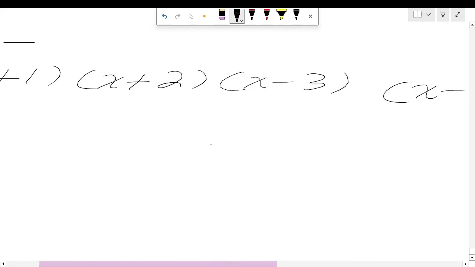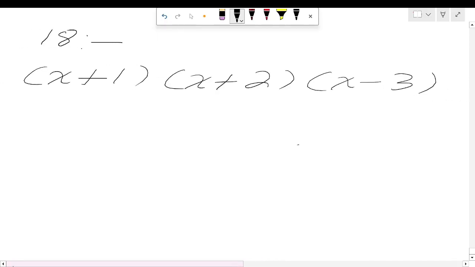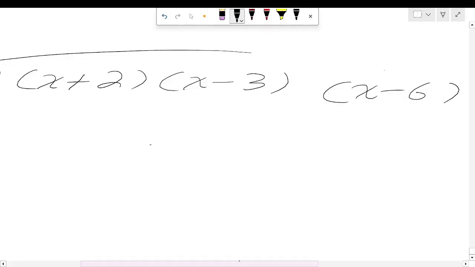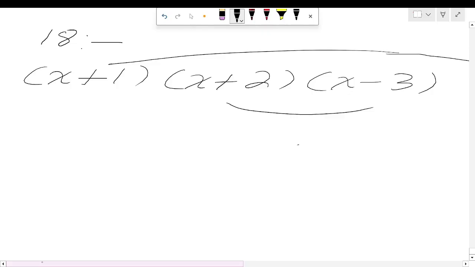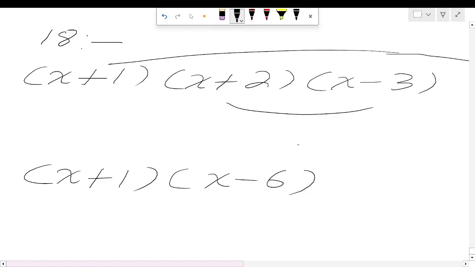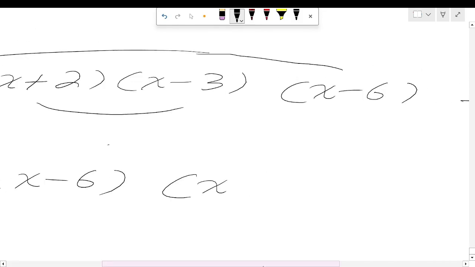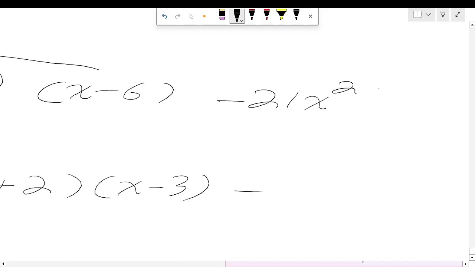So what do we need to do now? So here we have x plus 1. Instead of writing x plus 1, we can do it with x minus 6 here, and then x plus 2 with x minus 3. So first we will arrange it into this format. I will write x plus 1 with x minus 6, and then x plus 2 with x minus 3, and do not forget that you need to add 21x square at the end.